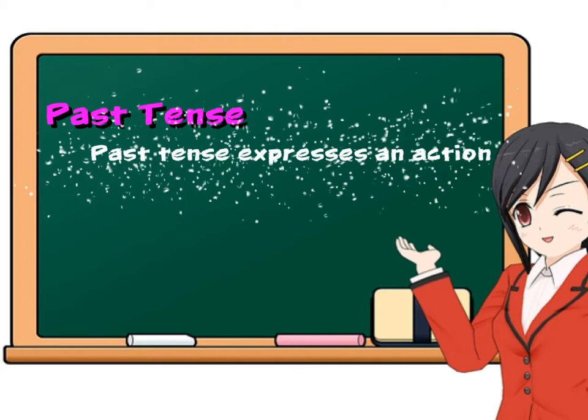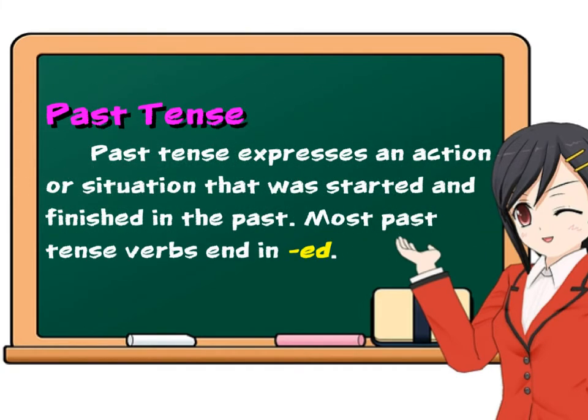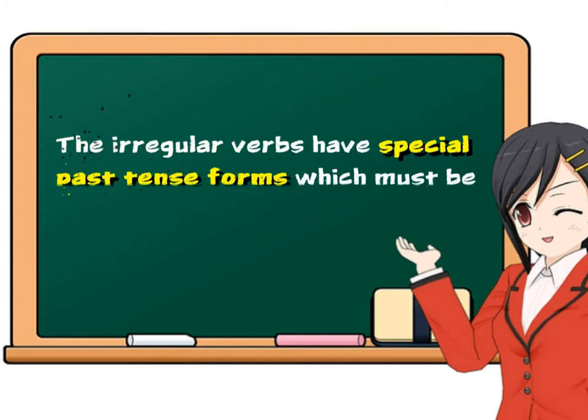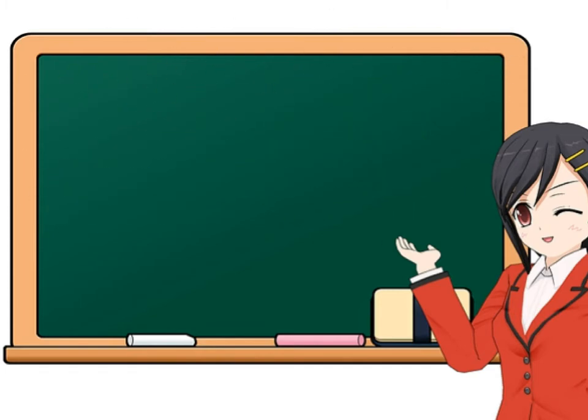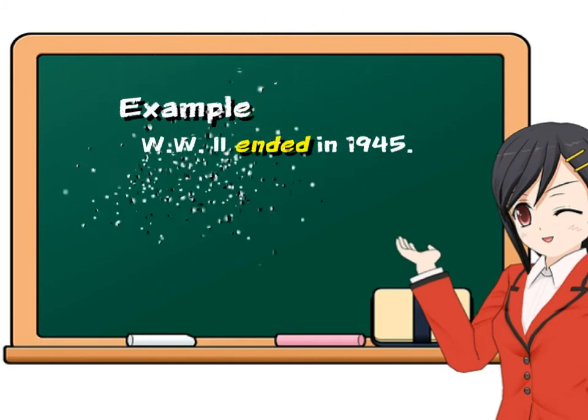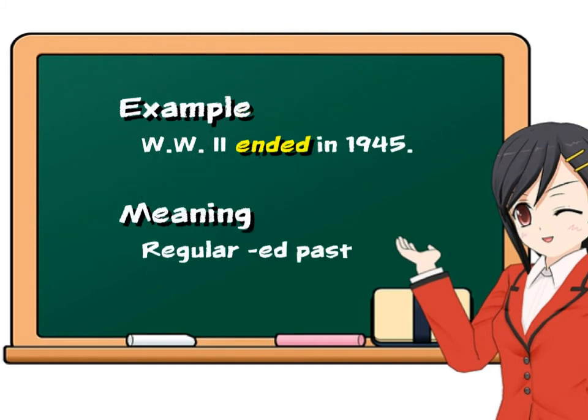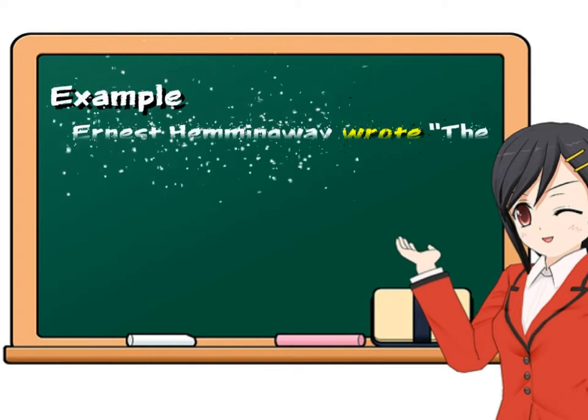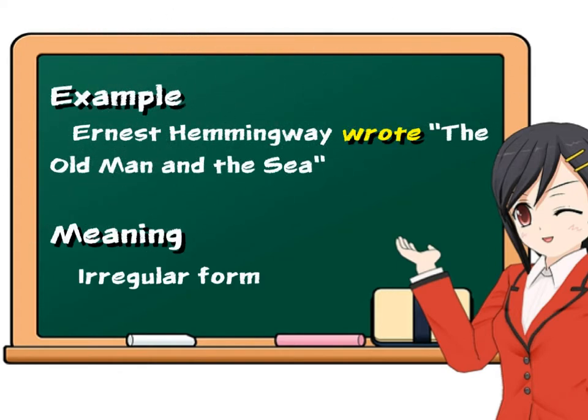Past tense. Past tense expresses an action or situation that was started and finished in the past. Most past tense verbs end in ed. The irregular verbs have special past tense forms which must be memorized. Example, World War II ended in 1945. Form, regular, ed, past. Next, Ernest Hemingway wrote The Old Man and the Sea. The form, irregular form.